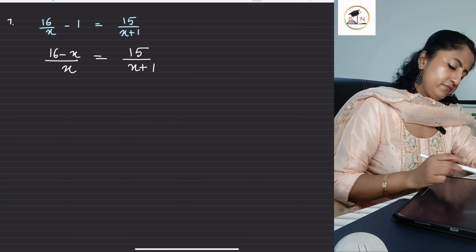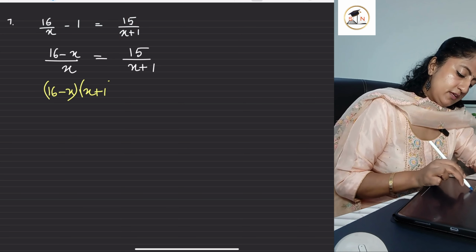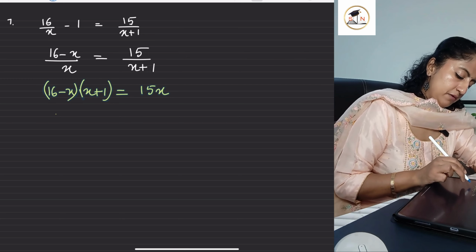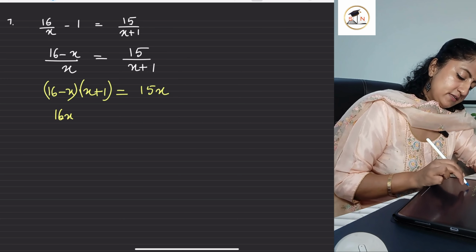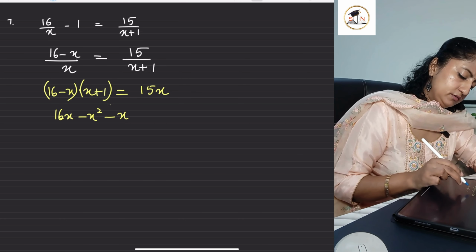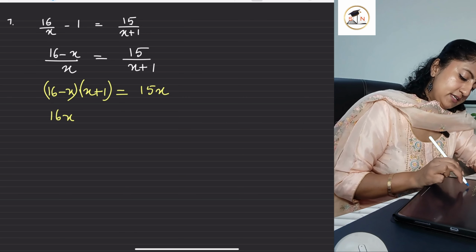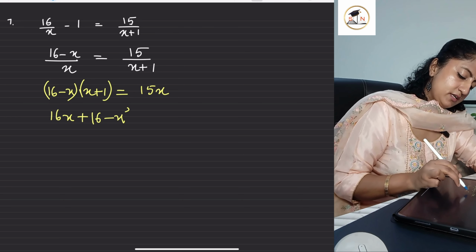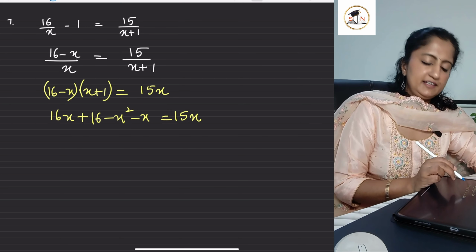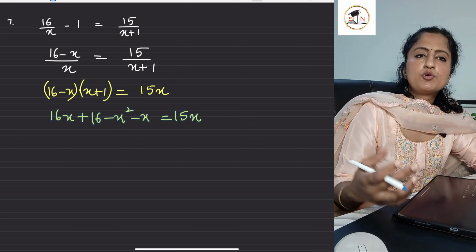So starting with it, 16 minus x into x plus 1, and on the other hand side, we will just have 15x. Okay. Now, multiplying the two brackets gives me 16x minus x square minus x. Just a second. Sorry. It is going to be 16x plus 16 minus x square minus x equals 15x. The statement that I deleted, actually, I could have continued, but I am in the habit of a certain way of solving, so I was more comfortable with it.